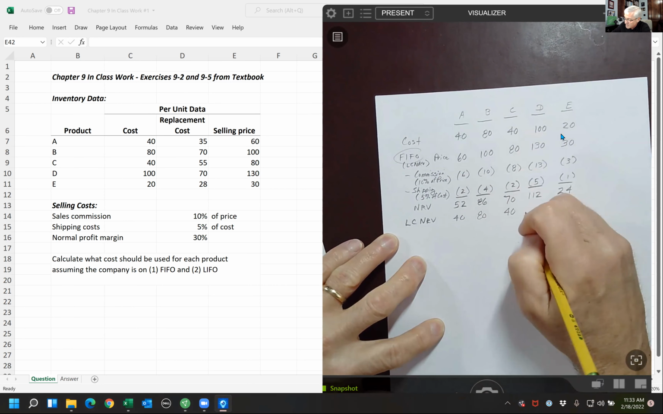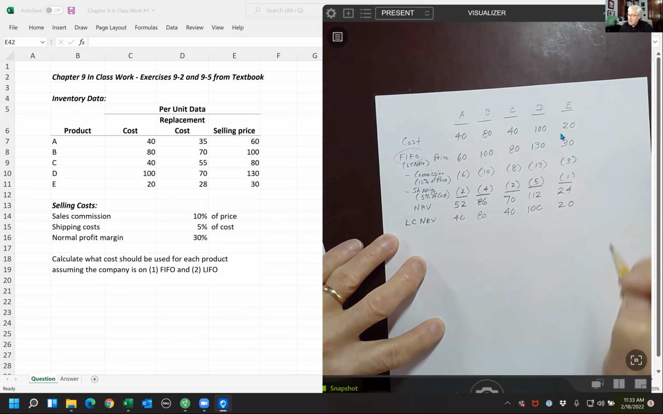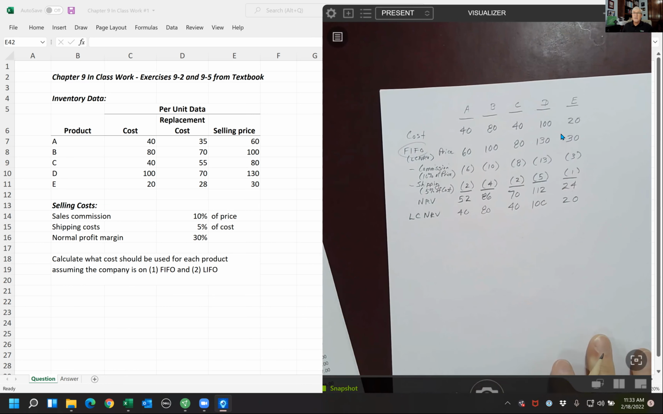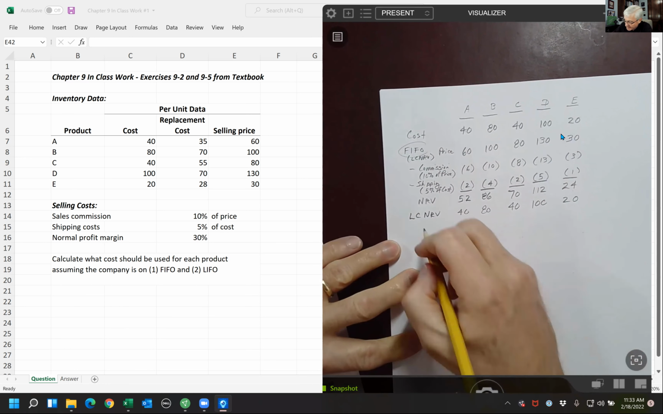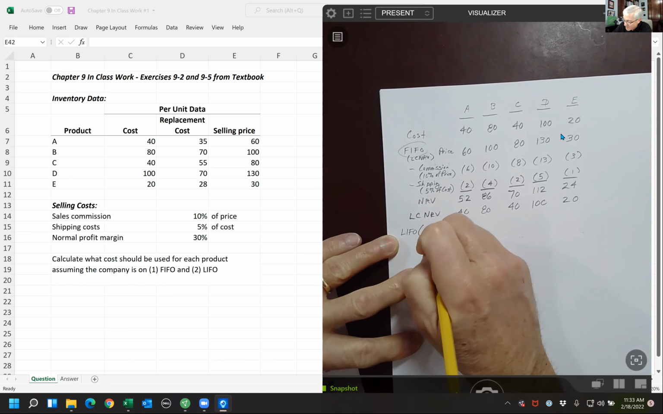100 versus 112, 100. 20 versus 26, 20. And so in this case, in every circumstance, the cost is lower than the net realizable value. And that's what we include for our answer there. Let's go do LIFO then, which is the lower of cost or market.